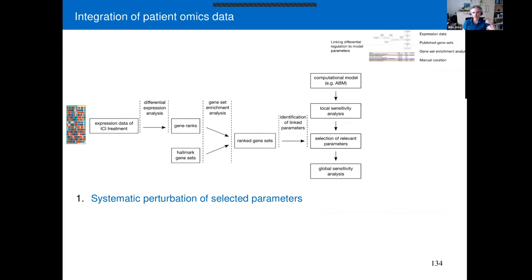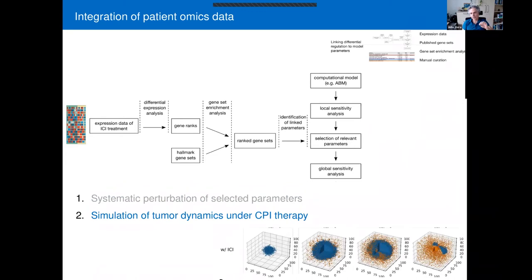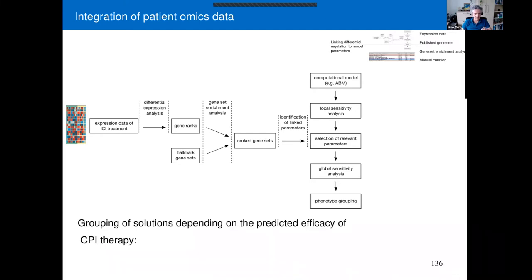So once we have done this, what we do is something similar to what we did with the ODE model. Now we systematically perturb these parameters we have selected. We make simulations with our model in which we simulate checkpoint inhibitor therapy in our melanoma micrometastasis, and we see whether over the time of the simulation, the tumor disappears or the tumor continues growing. And then we again group these simulations into groups. So a group of simulations in which the tumor is sensitive to the therapy and another group in which it is not sensitive, is resistant to the therapy.